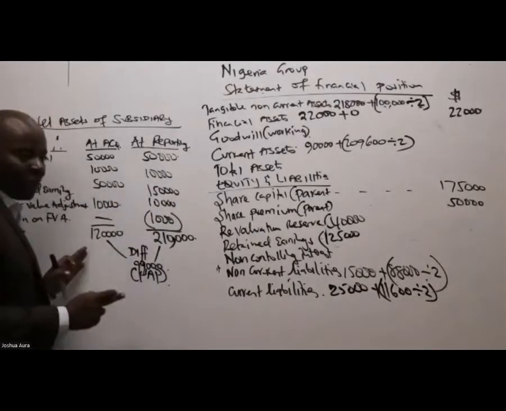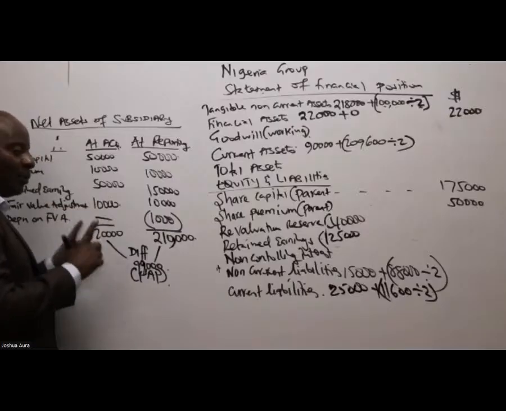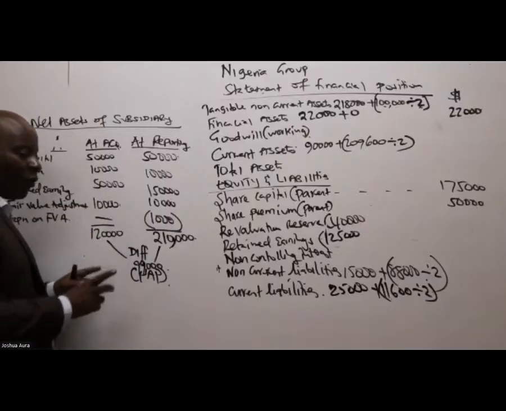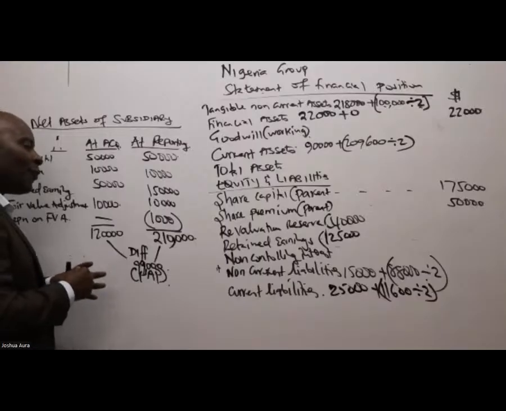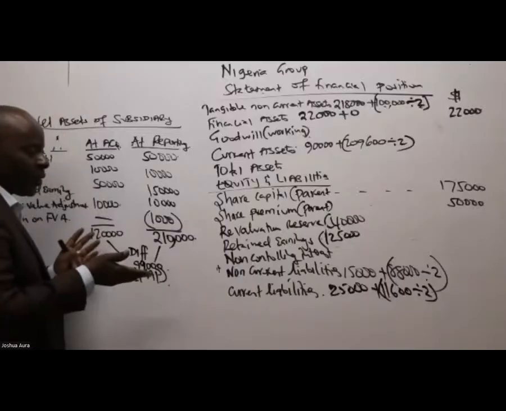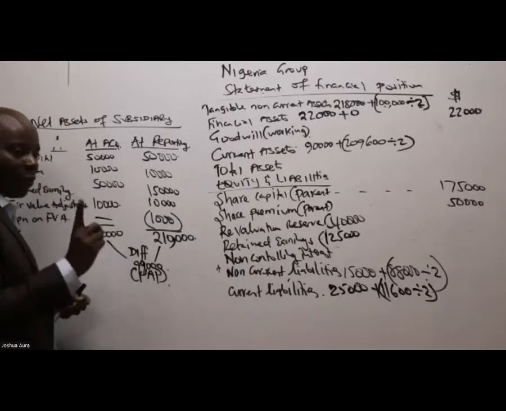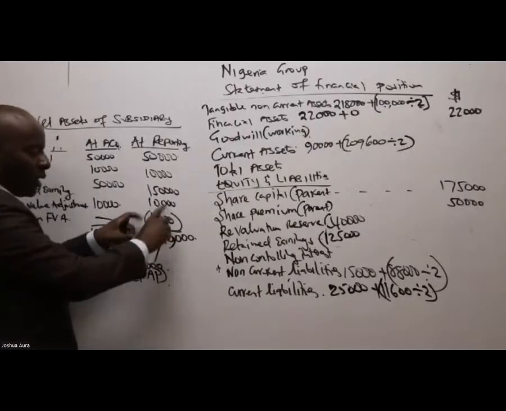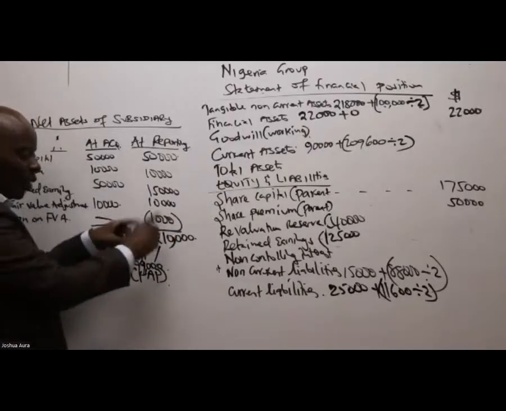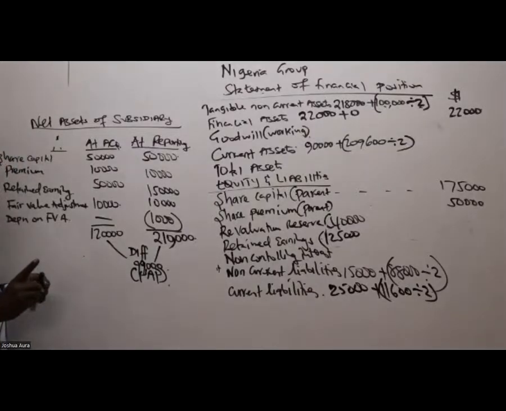Then after you do that, this fair value adjustment always has to be depreciated, of which they have told us that the remaining useful life of the asset after the revaluation is 10 years. So we took 10,000 divided by 10, which gave us 1,000. And it's supposed to be lost in value.